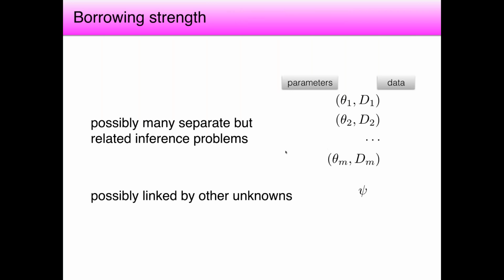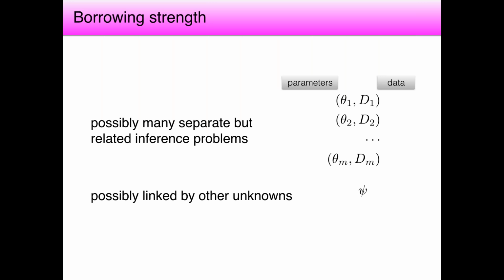And then the last part, in the last few minutes, I want to talk about borrowing information, borrowing strength, information sharing. This is a big deal in genomics. You've got possibly many different but related inference problems. There are M of them, and thetas are the unknown parameters in each one, and each one gives rise to a data set. They're separate but related in some sense. Now, there are two cases. The problems may be linked by some other parameter psi.